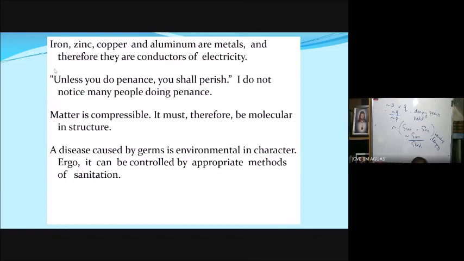Anyway, let's go back to this example. If you do not do penance, you will perish. I do not notice many people doing penance. So the implication is that many people shall perish. Do you understand, class?